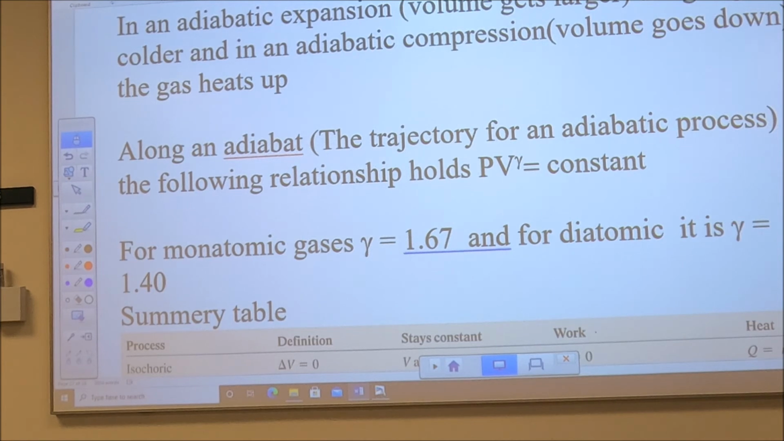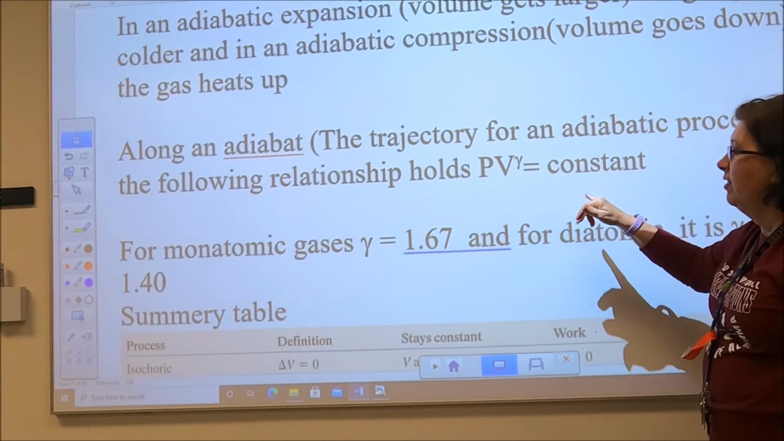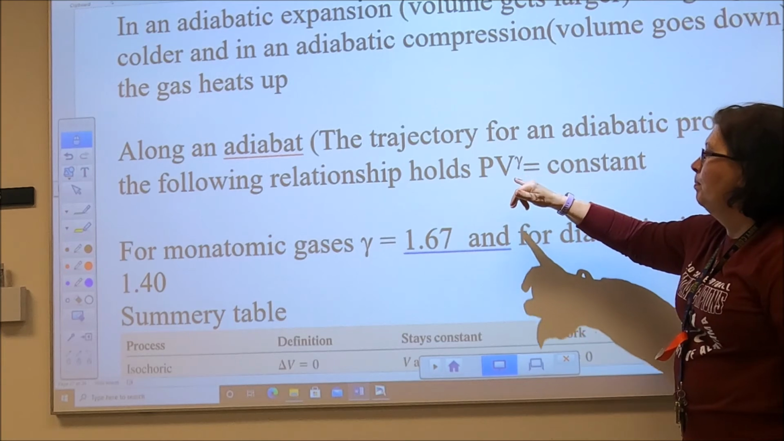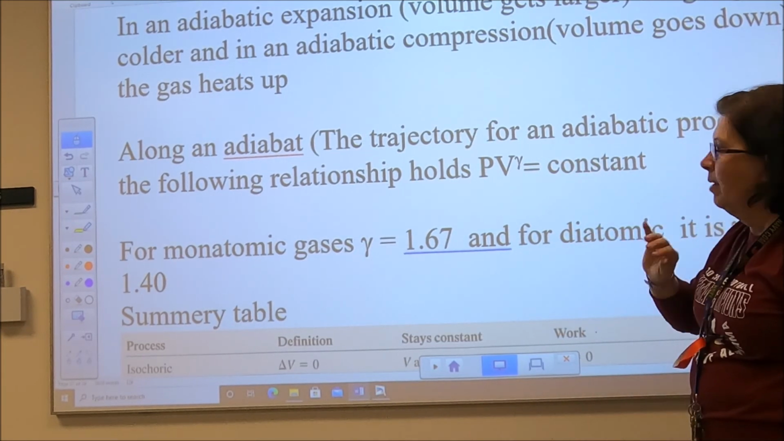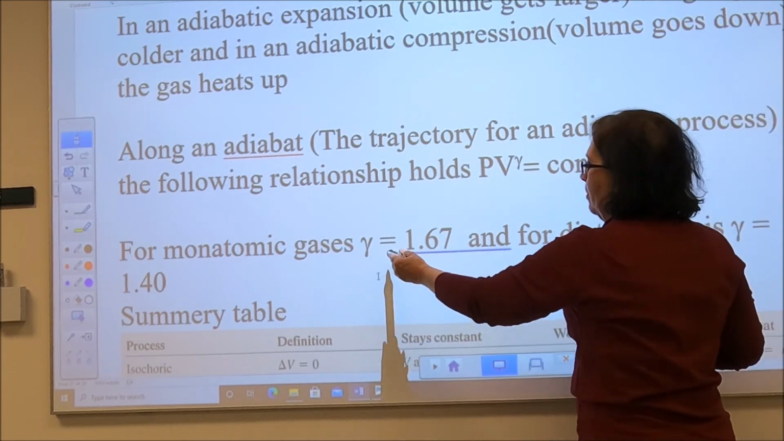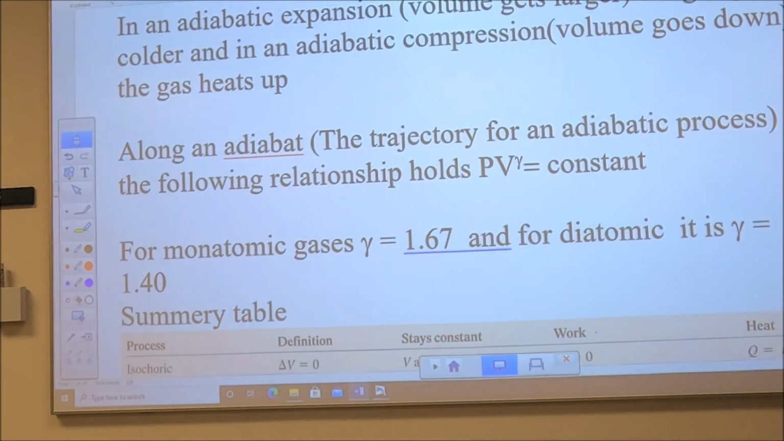Along an adiabat, the trajectory for an adiabatic process, the following relationship holds. PV^gamma equals a constant. So I could say P1 V1^gamma has to equal P2 V2^gamma. Now, gamma here for monatomic gases was 1.67, and for diatomic gases it's 1.40.